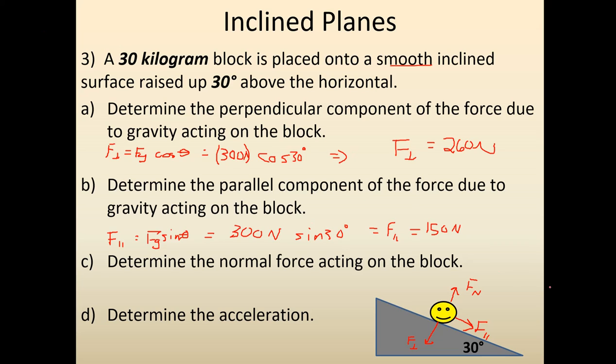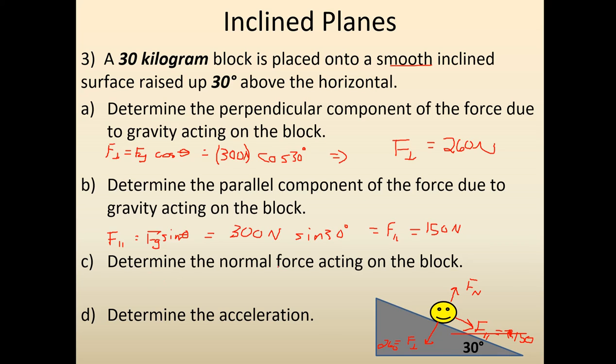So again, what this is saying is that of the 300 newtons of the weight of this object, 260 newtons is pulling it into the ramp and 150 newtons is pulling it down the ramp. Remember, these two numbers don't have to add up to 300 because they're vectors, and that's the way it works. So F parallel is going to be 150. This is going to be 260.